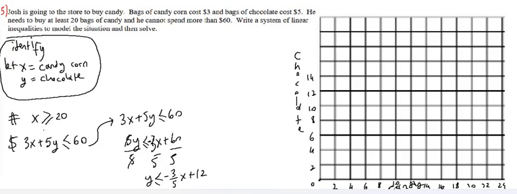Now one of the inequalities is x is greater than or equal to 20, so we need a vertical line at 20, because x equals a number has to be a vertical line on the x-axis. We're going to shade the right side of this line because it says greater, and it's a solid line because it's inclusive. So anything on the right side of this line satisfies the inequality x is greater than or equal to 20.